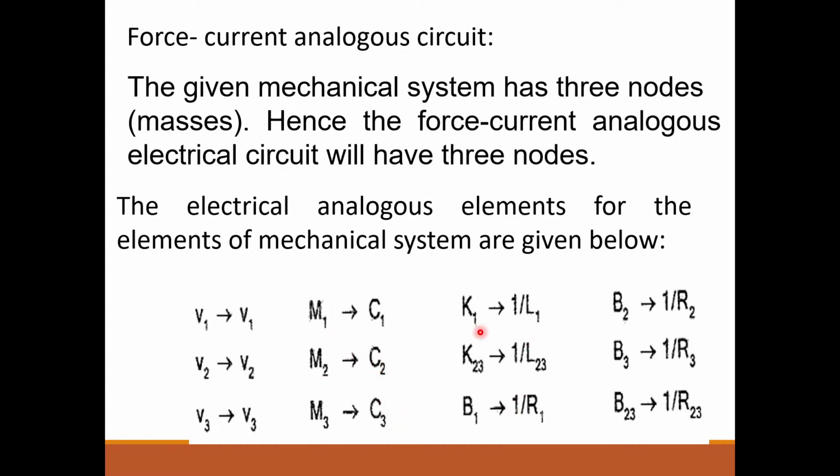1 by L1 is analogous to K1, 1 by L23 is analogous to K23, 1 by R1 is analogous to B1. 1 by R2 is analogous to B2, 1 by R3 is analogous to B3, 1 by R23 is analogous to B23. So just write it down. Write down all the analogous elements.